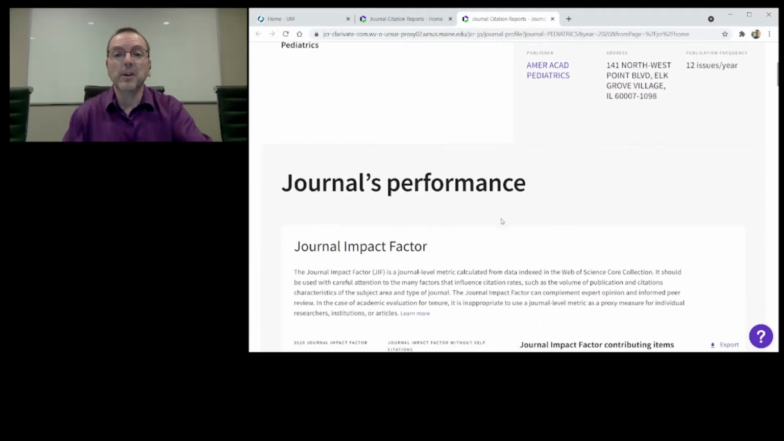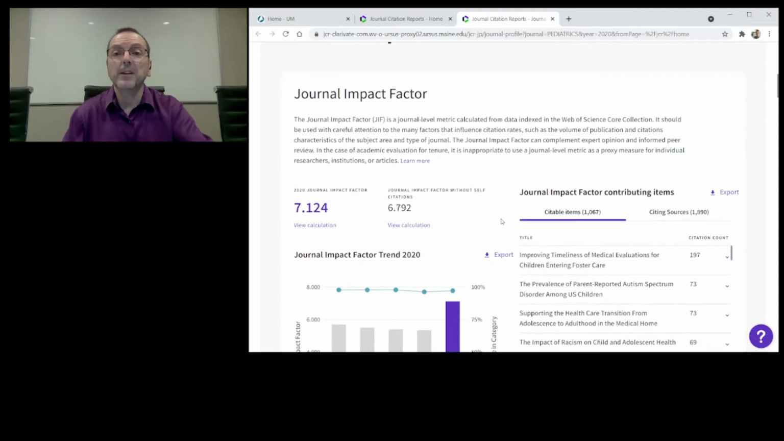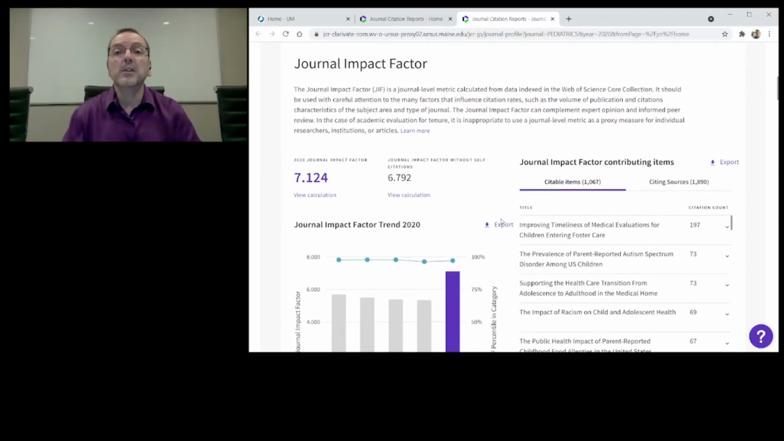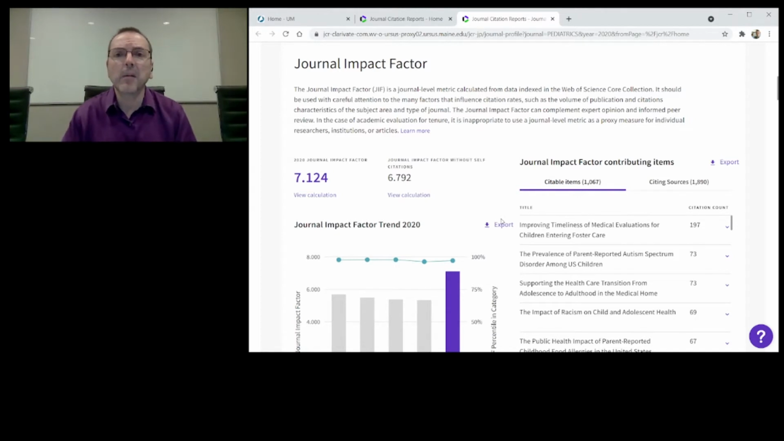And we keep scrolling down and we get into the performance indicators. All right? So let's start with the journal impact factor. Now, as we talked about before, the journal impact factor gets at the idea of how often articles for a given journal are being cited by other researchers.